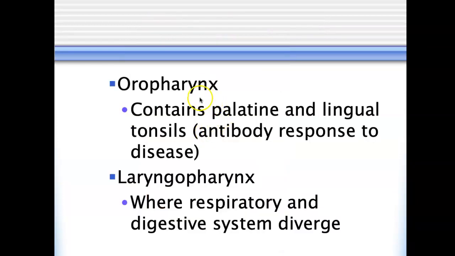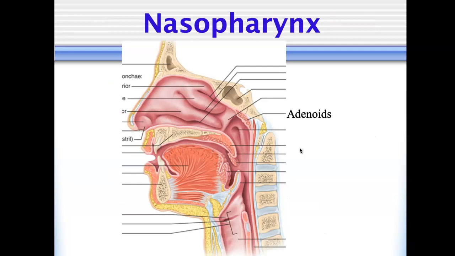Okay, in the oropharynx then, it contains the palatine and the lingual tonsils. So remember that these are just your regions of where your antibodies are going to be in response to disease. This is an incoming area to the body, so you want to load up with your immune system right there and ready to attack if there's sort of incoming bacteria, for example. And the laryngopharynx is where respiratory and digestive systems diverge. So back to oropharynx, let's go back there. And then if it's oro, it's behind the mouth, and here are the tonsils.